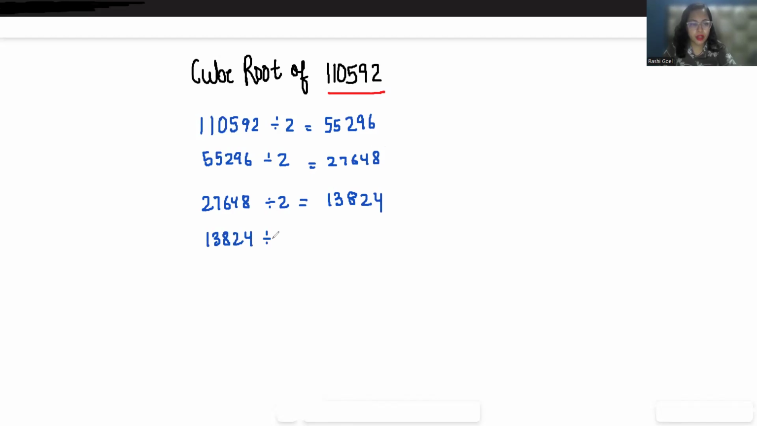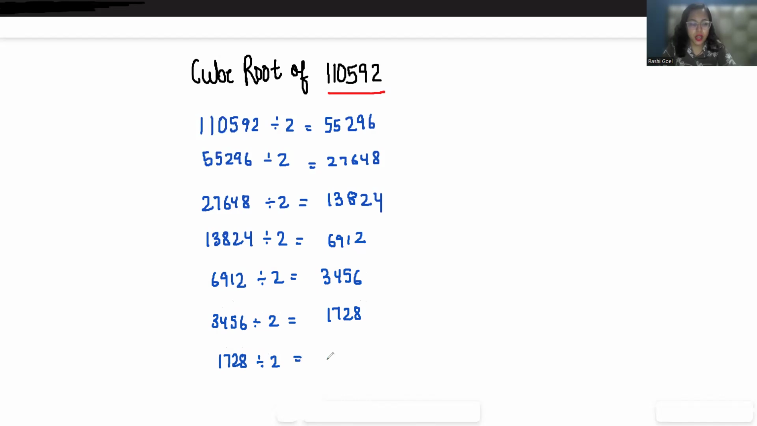13824 divided by 2 gives 6912. 6912 divided by 2 gives 3456. 3456 divided by 2 gives 1728. 1728 divided by 2 gives 864. Now 864 divided by 2 gives 432.